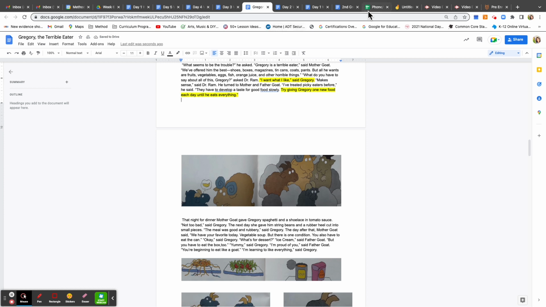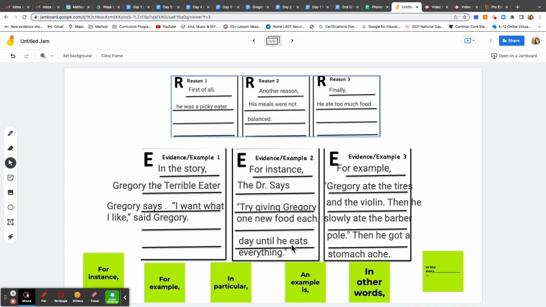So I'm going to go back to my organizer. I'm going to pick one of my sentence starters. I picked, for instance, the doctor says. So who's saying it? The doctor's saying it. What does the doctor say? Start with my quotation marks. "Try giving Gregory one new food each day until he eats everything." Quotation mark at the end.